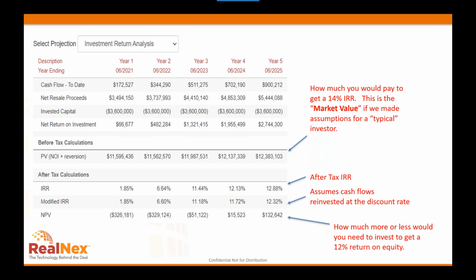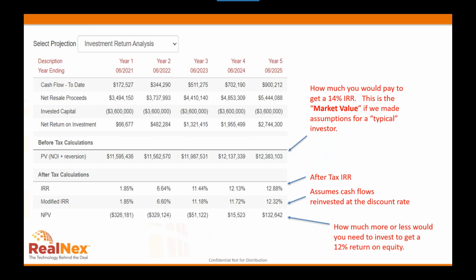So if we look at year 5 there, the 12,383,000 rounded, that's what you would report as the market value of the property. That's the value today if we sell it in year 5. Even though it's under year 5, it's the present value today, assuming we got the net operating income that we talked about for the 5 years, and we sold it at the end of year 5 based on that sale price in the previous page that we looked at.